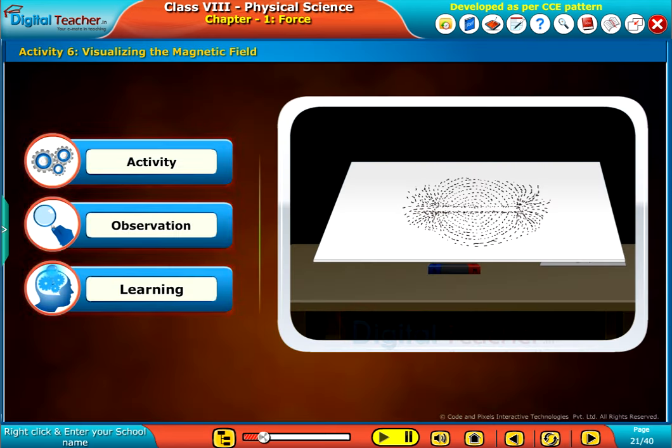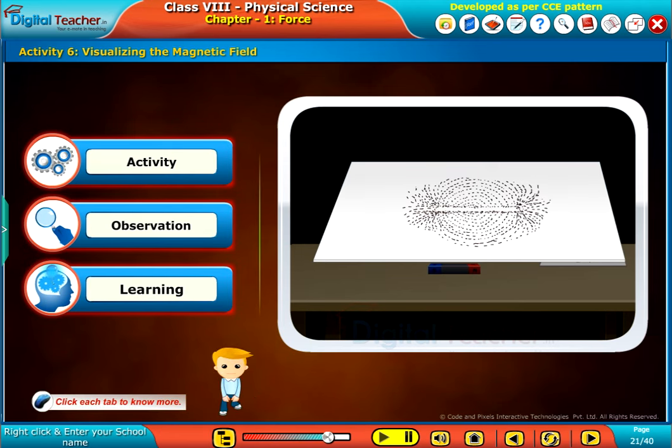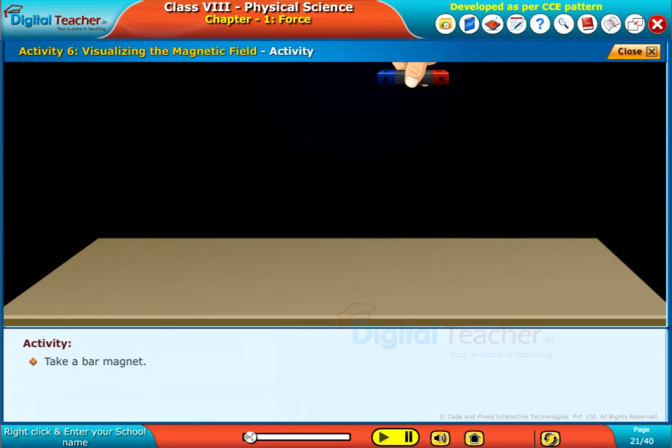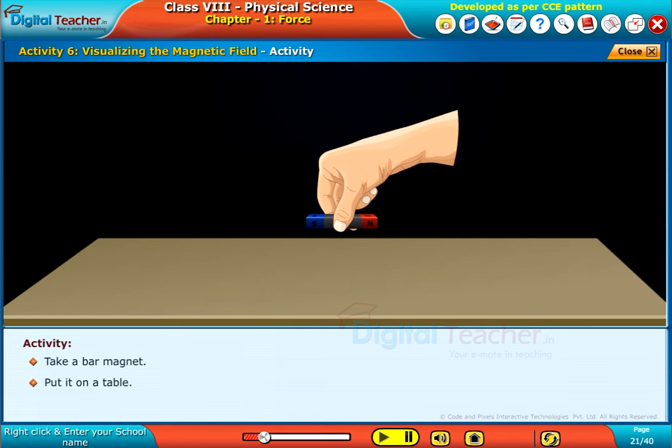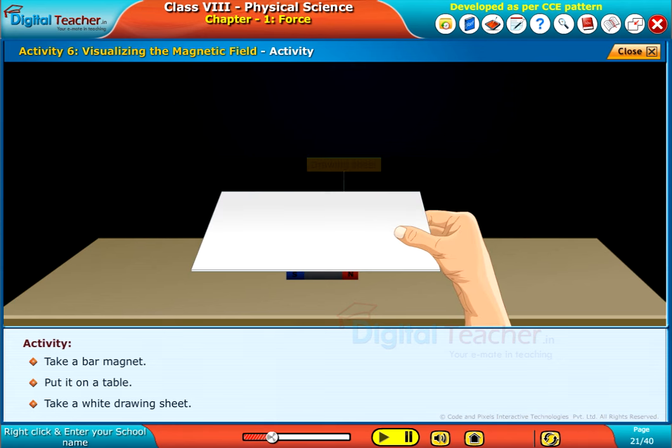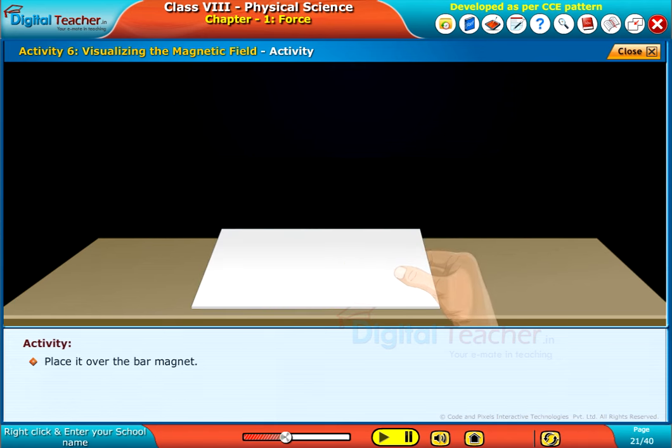Now, let us perform an activity to visualize the magnetic field. Click each tab to know more. Take a bar magnet. Put it on a table. Take a white drawing sheet. Place it over the bar magnet.